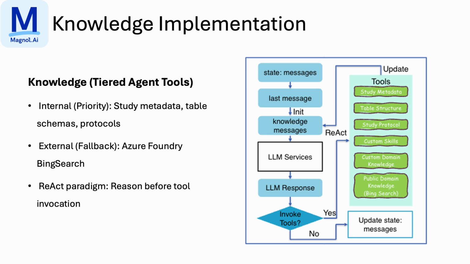This slide covers the knowledge component of the plan and execute framework. The knowledge module is responsible for providing the system with the contextual information it needs to make accurate and compliant decisions. It uses a tiered approach. Internal knowledge, which is the priority. The system first assesses internal resources, such as study metadata, table schemas, and domain-specific protocols. This ensures that analyses are grounded in validated, organization-specific information.